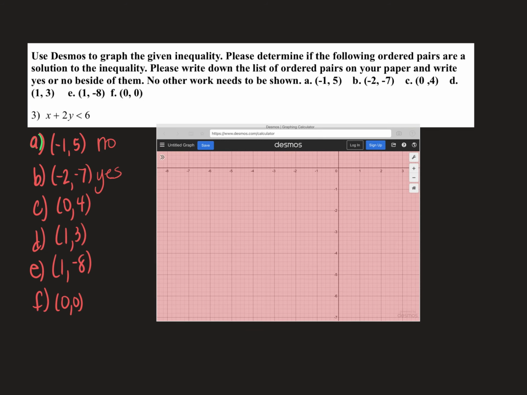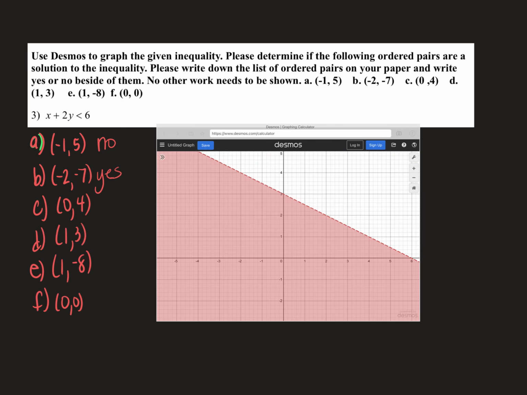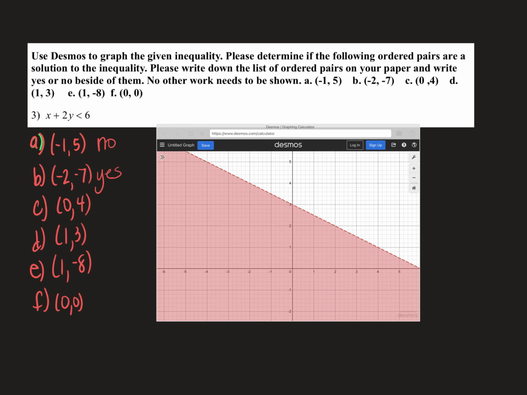Now I'm moving around the graph so that I can test to see if 0, 4 is a solution to that inequality. And I'm showing you that 0, 4 does not fall in the shaded region, so it is not a solution. So I'm going to write no beside 0, 4. Next, I'll look at 1, 3, and it is also not in the shaded region, so no, 1, 3 is not a solution.